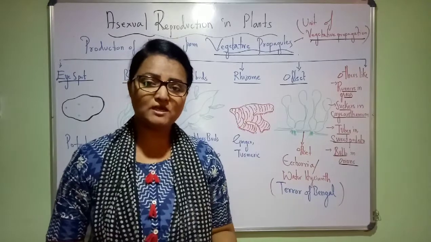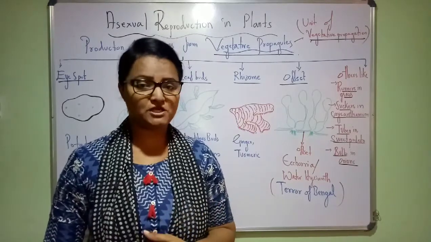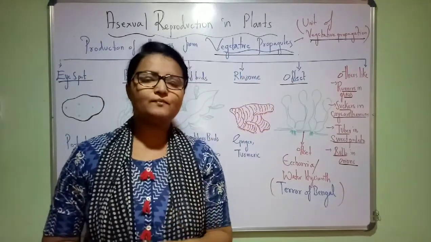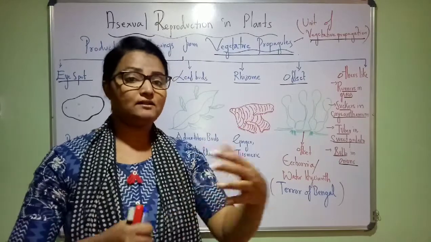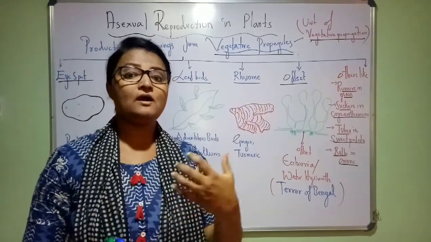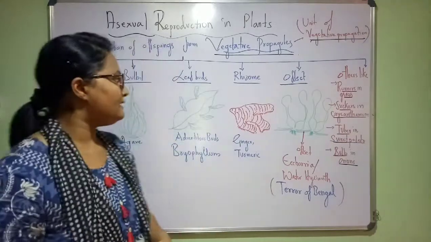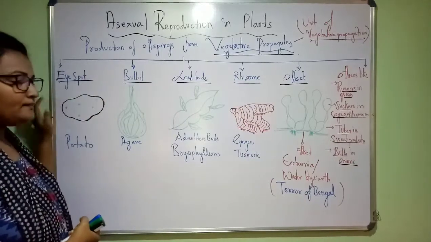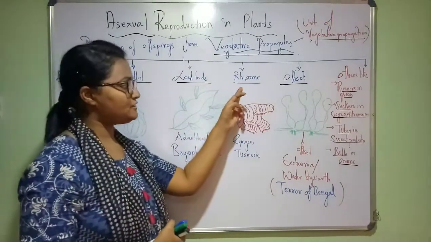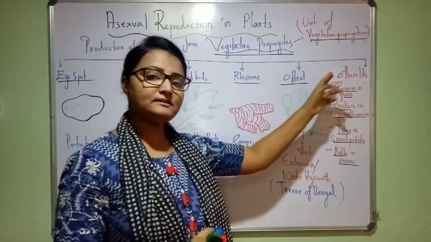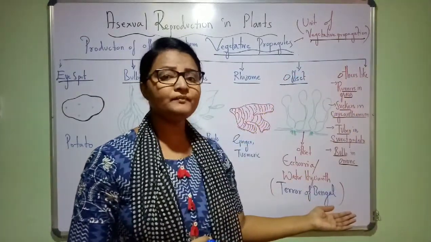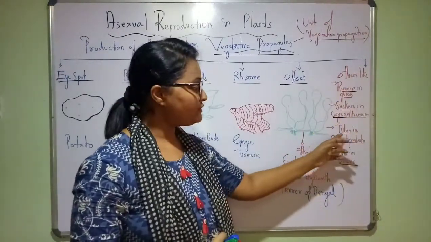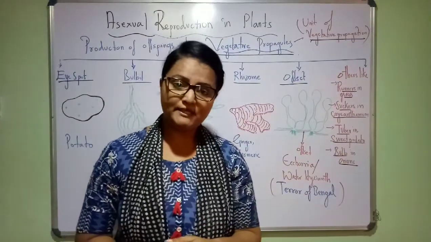This vegetative propagation is done by using the units of vegetative propagation, which are called vegetative propagules. These propagules are none other than the modifications of stems, leaves and roots. Here are a few vegetative propagules: eye spots, bulbil, leaf buds, rhizome, offset, and others like runners in grass, suckers in chrysanthemum, tuber in sweet potato, and bulb in onions.